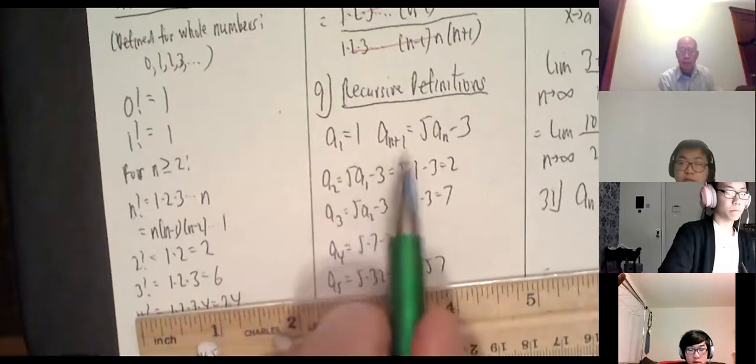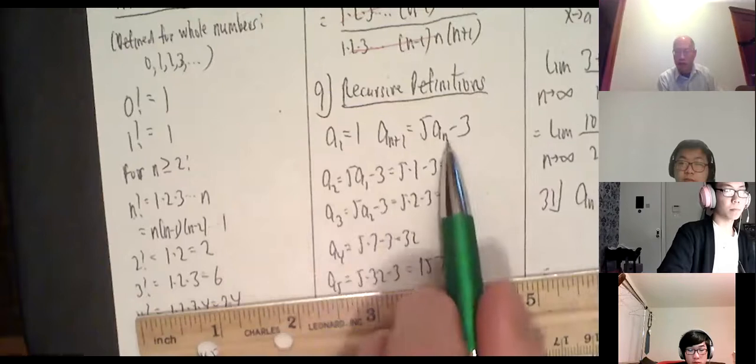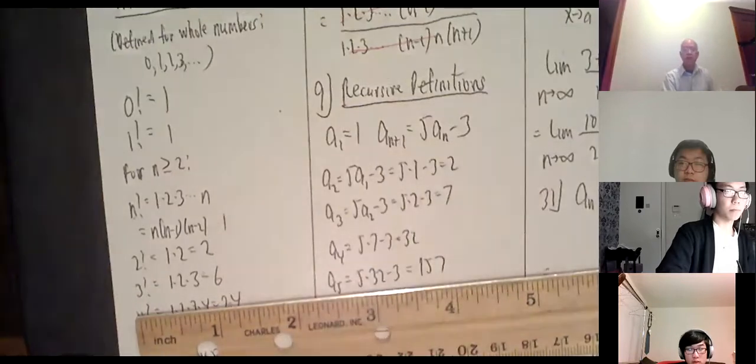Okay, how do I get the second term? I plug in here. And now that I have A2, I can plug in to find A3. And now that I have A3, I can plug in to find A4, and so on. So this is a recursive definition.